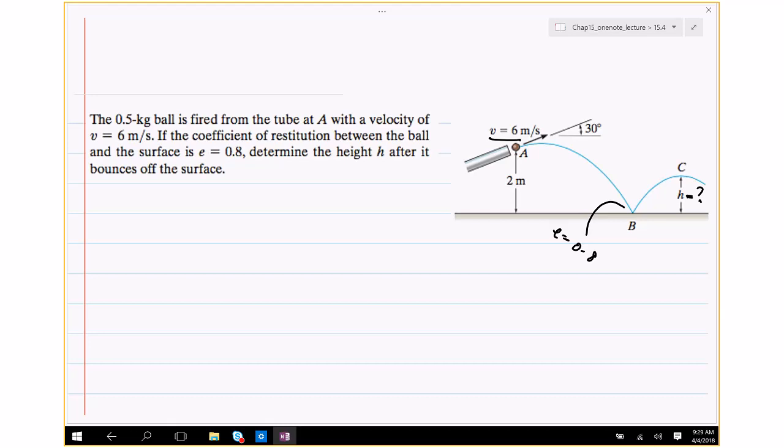How can you find the velocity over here? We need to find the velocity after impact. So we need to know the velocity before impact. If you know the velocity before impact and the coefficient of restitution, we can find the velocity after impact. So let's find the velocity before impact, knowing that the particle is going to move as a projectile from A to B. My goal is to find the velocity at B before impact.